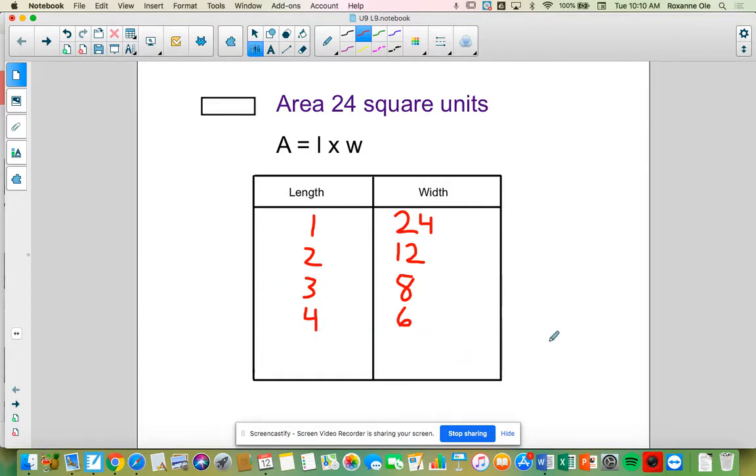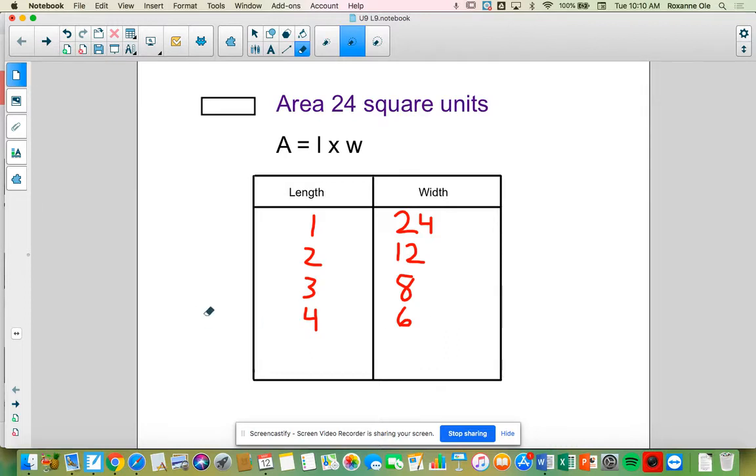So your next step would be to go to your grid paper and sketch these polygons. A 1 by 24 polygon would look long and skinny like this, right? Now that was a terrible drawing, but you get the idea. So you're going to use your grid paper. You can count the squares on your grid. I know that they're not centimeters, and this says units, so we're just going to use the units of the grid paper. So you're going to draw a 1 by 24, then a 2 by 12, then a 3 by 8, and then a 4 by 6.